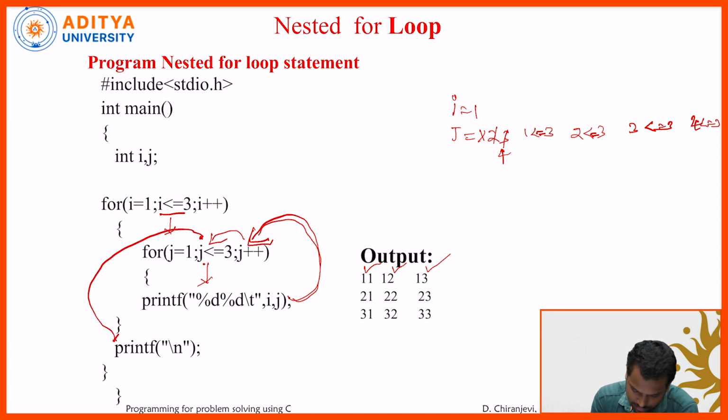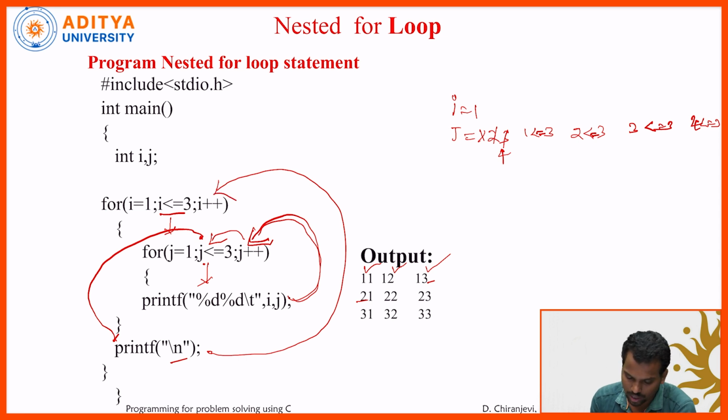Now here an escape sequence is there, \n. So control will be transferred from here to the next line. After that, control will be transferred to the outer loop updation. So i plus plus: till now the i value is 1, now the i value will be updated to 2, and then it will check the condition 2 less than or equal to 3. Earlier it checked 1 less than or equal to 3. So 2 less than or equal to 3 is true.